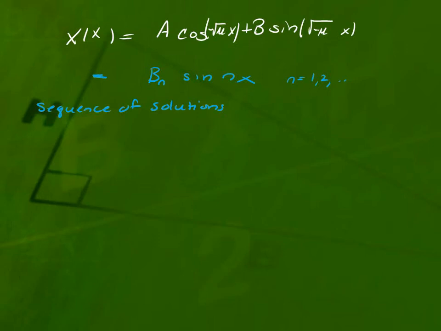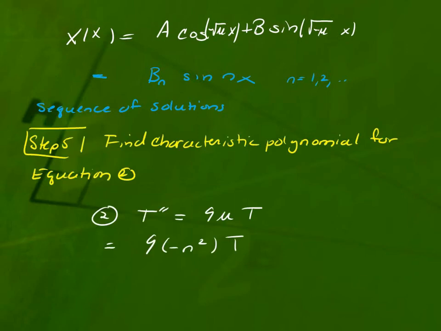So I really have b_n sine nx, right? Because I'm going to have a bunch of solutions. So I have a sequence of solutions. So hold that thought. I'm going to move now to the second equation and do the same thing.